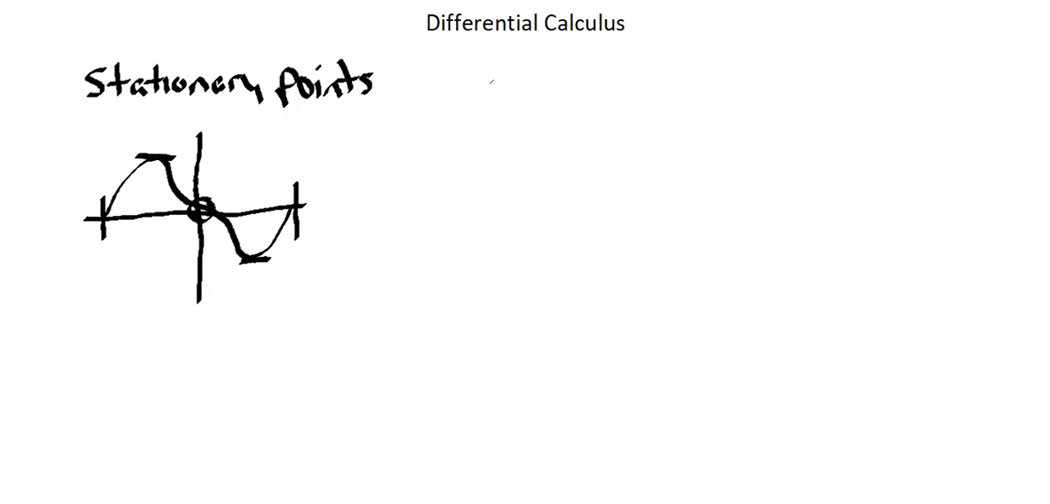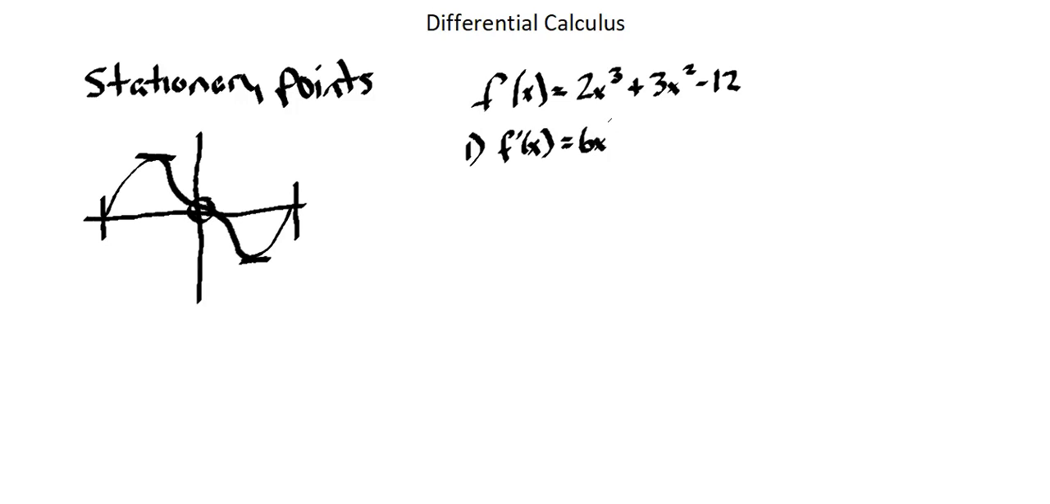Let's look at an example. We have a function f of x equals 2x cubed plus 3x squared minus 12. And our first step is the derivative. Let's take the derivative of this function using our constant multiple rule and our power rule. We end up with 2 times 3, 6x to the power of 3 minus 1, 2. Plus, again, same rules, 3 times 2, 6x to the power of 2 minus 1 is 1. And the negative 12 will become 0 and fall away.